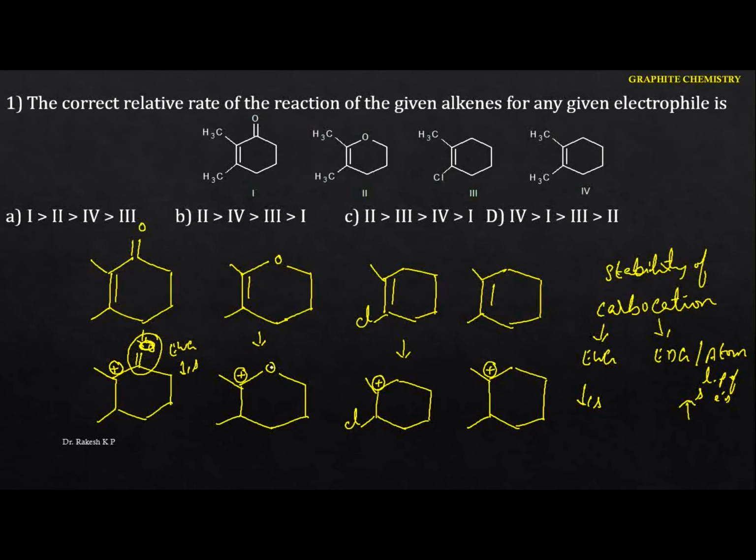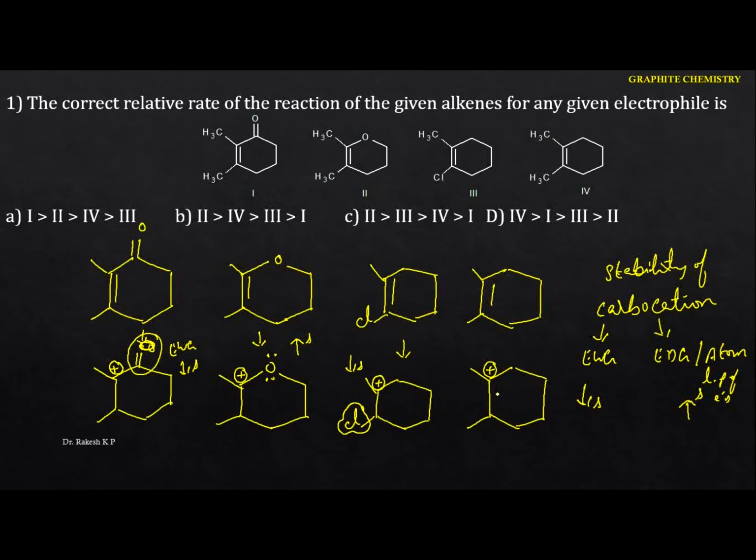Come to this one here. We know that this oxygen contains a lone pair of electrons. For this carbocation we can identify hyperconjugation from this methyl group and resonance from the oxygen. Here the stability increases. But see this one. We know that chlorine is also an electron withdrawing group, hence the stability decreases.